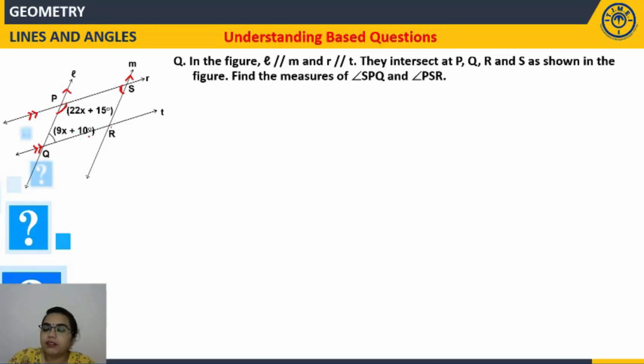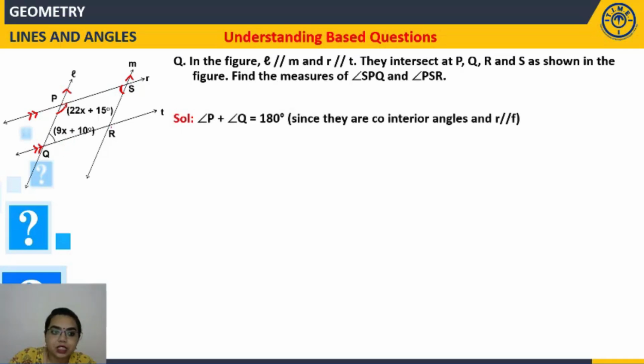Okay, so how can we begin? Is there any way in which we can find the value of x? Just have a look, angle P and angle Q. What are these two angles? Here it is given that R is parallel to T. So these two angles are the interior angles on the same side of the transversal. They are also called the co-interior angles. So let us add both the angles and equate it to 180 degrees.